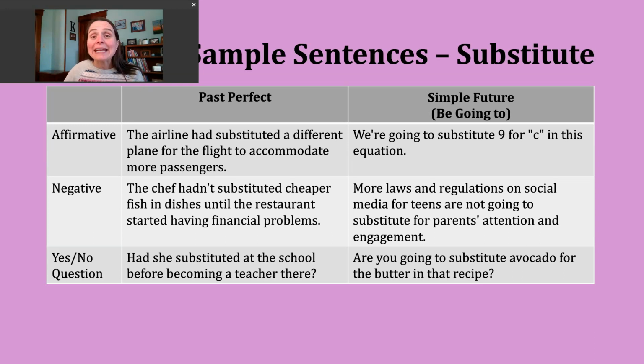Now let's talk about making negative simple future sentences with be going to. The key here is, again, start with your subject, pay attention to that subject, and use the correct form of be, then not, then going to, and the base verb. Okay? An example of this might be, more laws and regulations on social media for teens are not going to substitute for parents' attention and engagement. Substitute here really means take the place of, right?